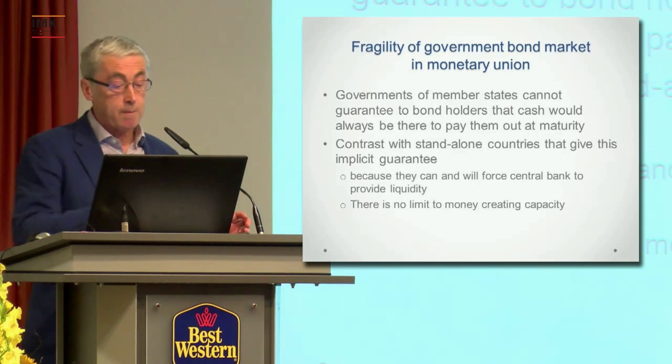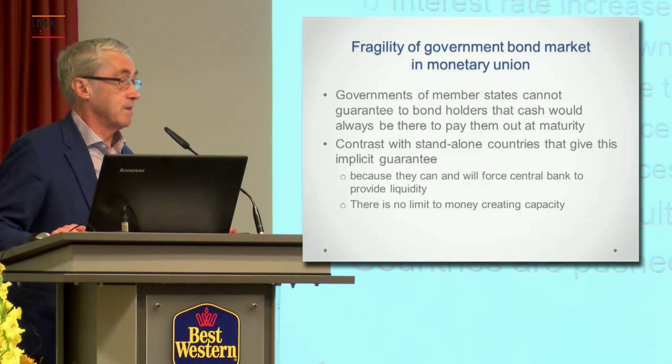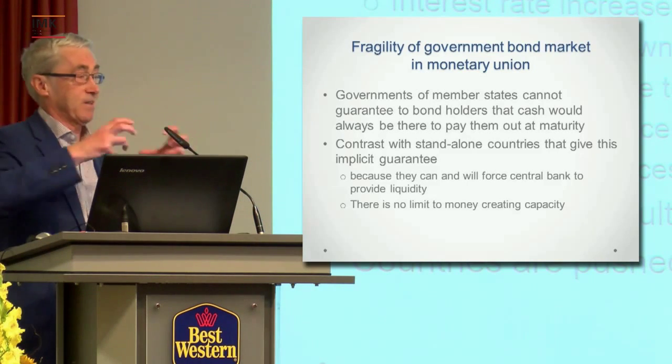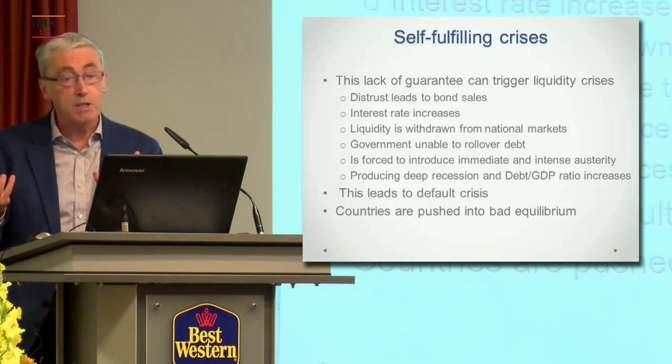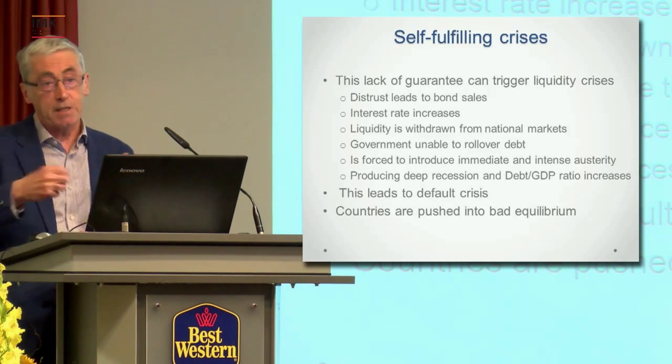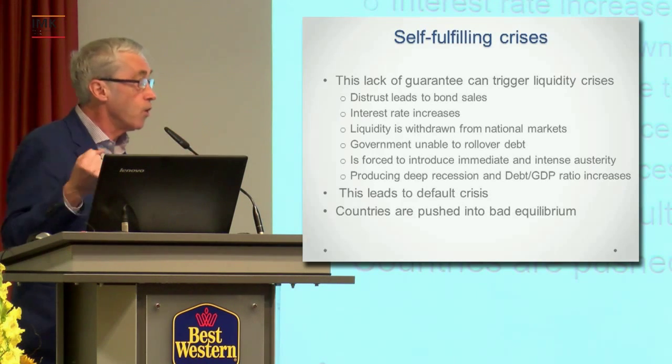And as a result, self-fulfilling crises can occur, right? That typically have the same feature at a certain moment. For example, a recession. Government budget deficits increase, debt levels increase. Investors get nervous. What do they do?